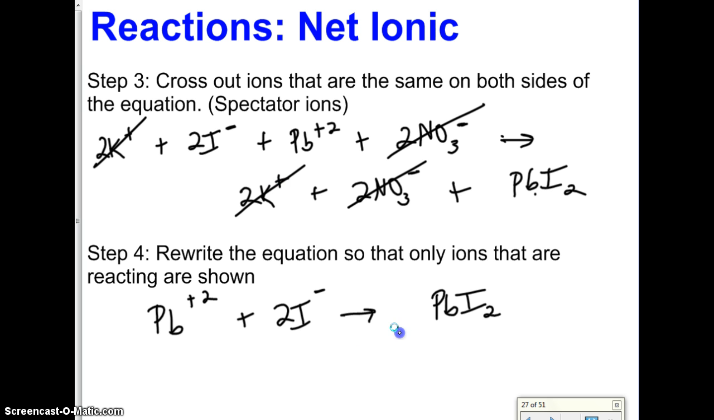So what we actually have happening is lead ions and iodide ions in solution falling out and forming lead 2 iodide compounds. So this is the actual reaction. Potassium and nitrate staying in solution are not really a part of the reaction at all. They're just kind of more of the transporters for the ions like iodide and lead that are reacting.